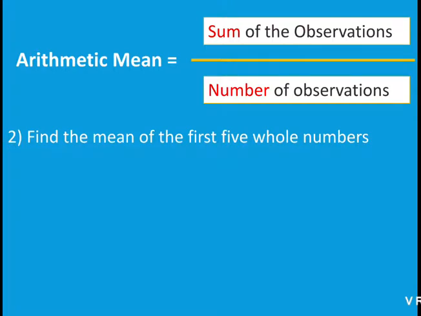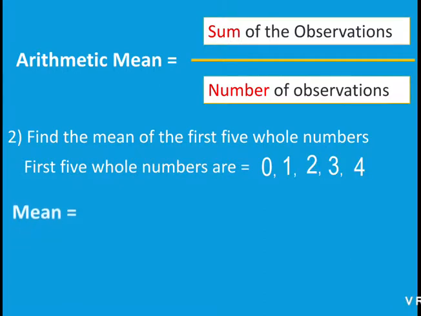Okay. Second question. Find the mean of the first 5 whole numbers. We know numbers and whole numbers. In whole numbers we include 0 also. So first 5 whole numbers are 0, 1, 2, 3, 4. This is the first 5 whole numbers. First 5 natural numbers are 1, 2, 3, 4, 5. First 5 whole numbers are 0, 1, 2, 3, 4. These are 5 numbers, first 5 numbers.